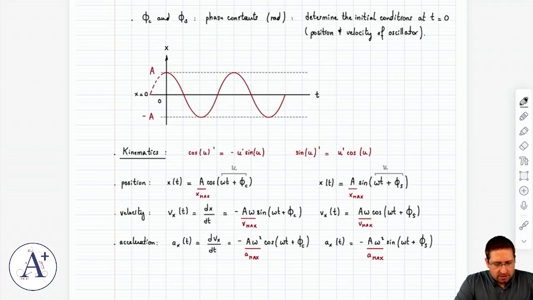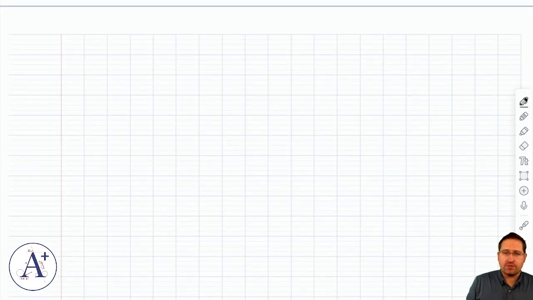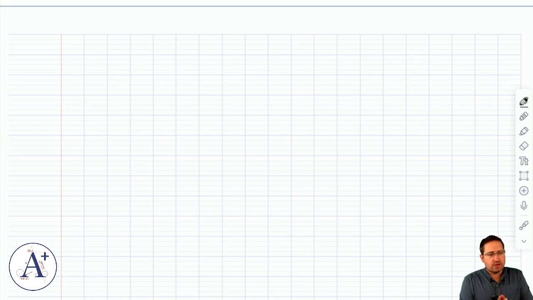Okay, so now let's go over the two most classic oscillators that you need to have seen and know how to deal with so that we can recognize them in problems and feel comfortable dealing with them.